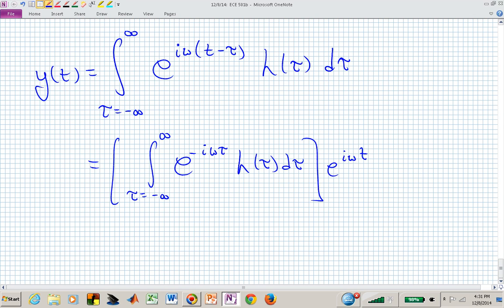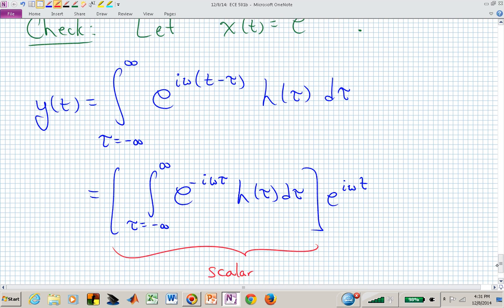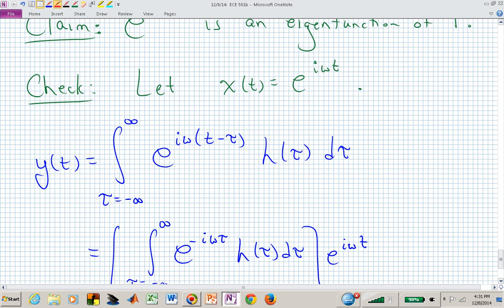That's a variable that's not a function of tau. But this is now the structure that we wanted. If you computed this for a fixed omega, fix a frequency, now you can evaluate this expression and get what? A scalar. Now you get some scalar out of that, and that will now weight this function e to the i omega t, which is what we were using as our input x of t.